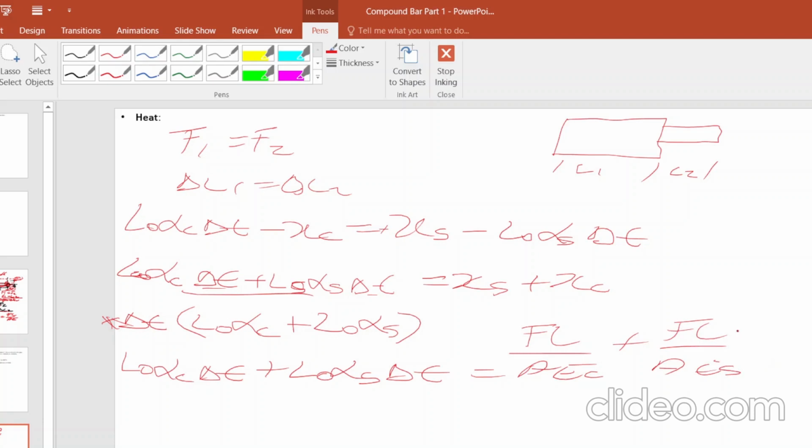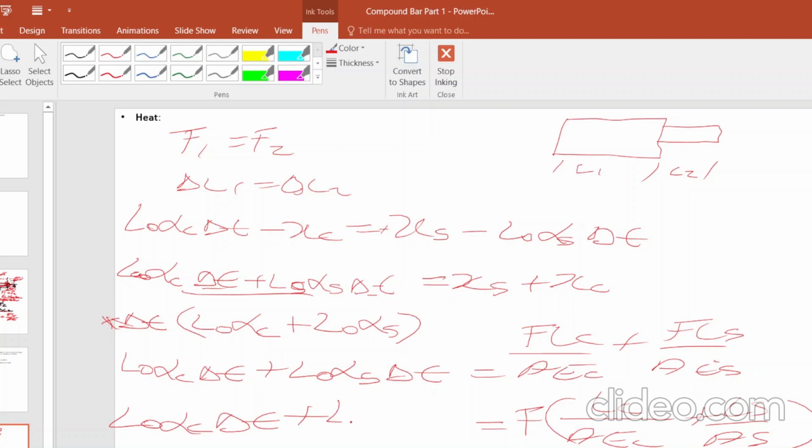steel. Now this is L for steel, L for copper. If they are not of the same length, they can't fall out as if they were of the same length. But force there is common. Then we have F open bracket LC over A EC plus LS over AS. That's what we have there. α copper, change in temperature, plus α steel, change in temperature. This is the formula that we have.